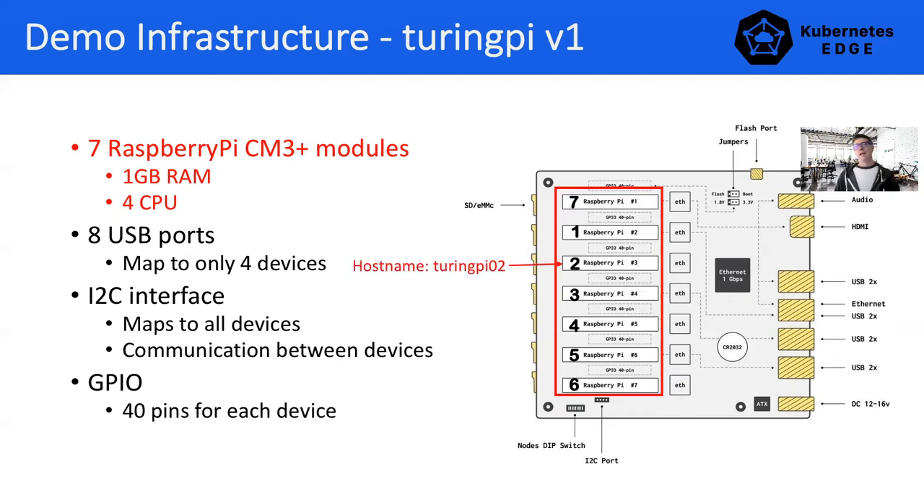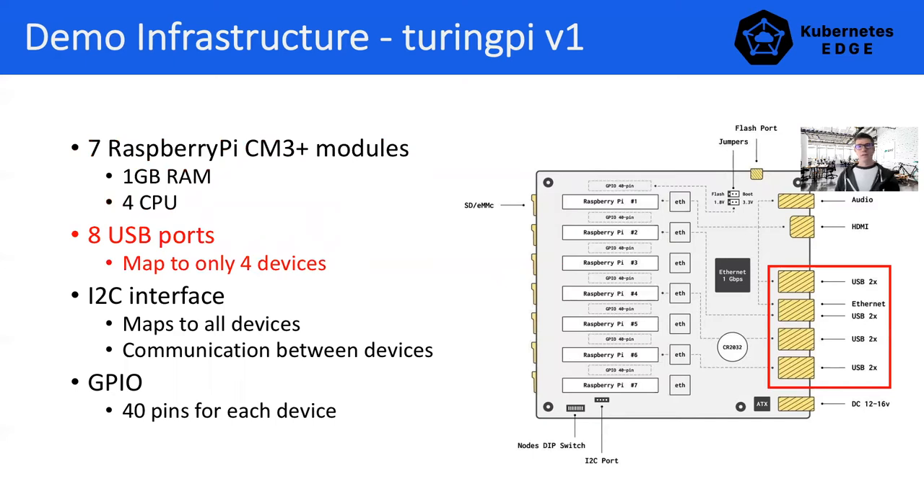Additionally, this is not terribly relevant to the demo, but I'm sure somebody's going to notice. The node numbers and the host names don't match up with the device numbers in the diagram. So here you can see that the host name Turing Pi 02 is actually on device slot number 3.